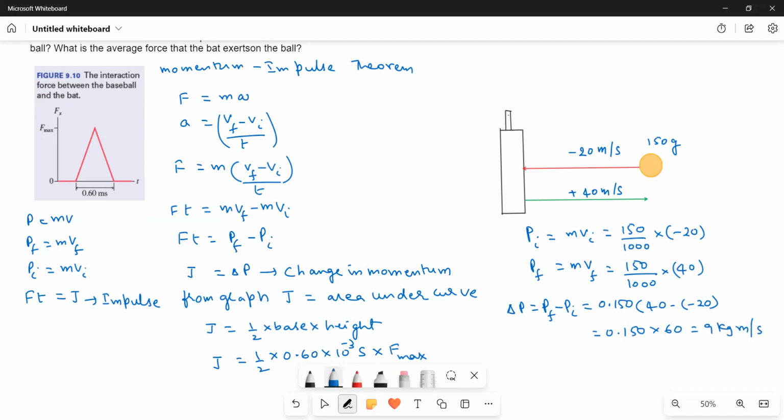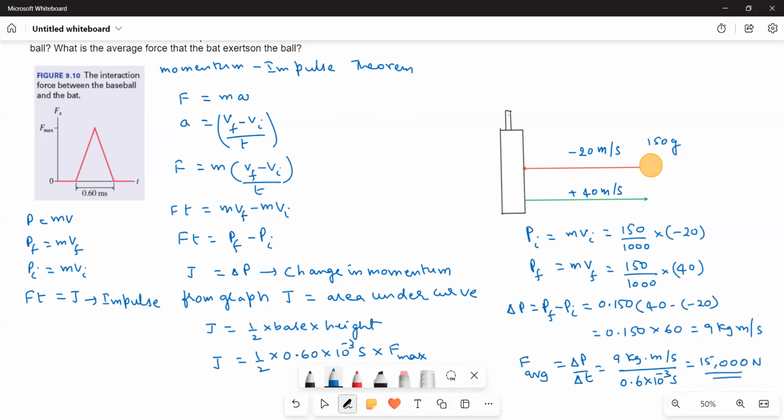Am I right? Now he is asking us to find out the F average. F average is equal to delta P divided by delta t. So delta P is equal to 9 kilogram meter per second, divided by 0.6 milliseconds, that is 0.6 into 10 to the power of minus 3 seconds. This gives 15,000 newtons.